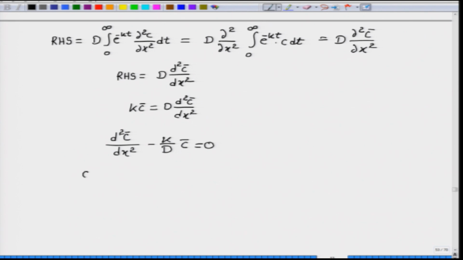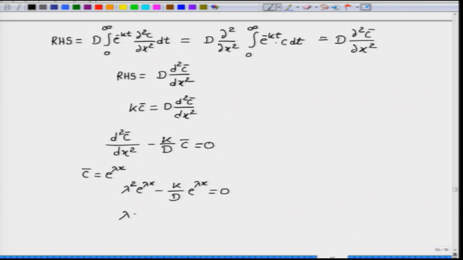And the solution for this may be e to power lambda x. If we substitute back, we get lambda square e to power lambda x minus k by D e to power lambda x equal to 0.